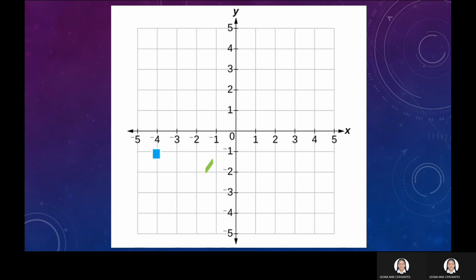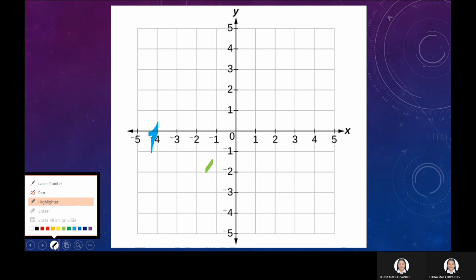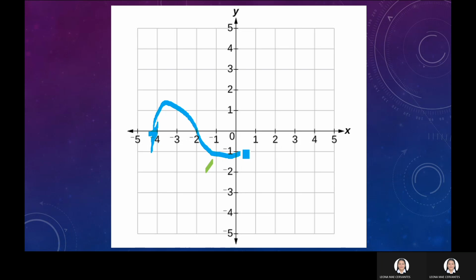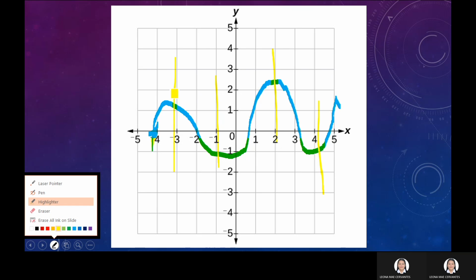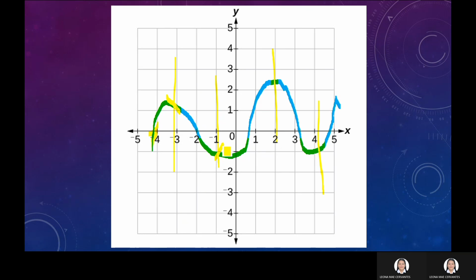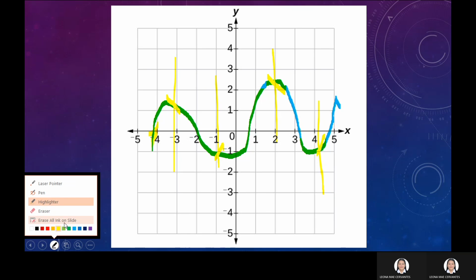Another example. Okay, so this is an example of function, since the vertical line touches only 1 point in our graph. Next, another example.